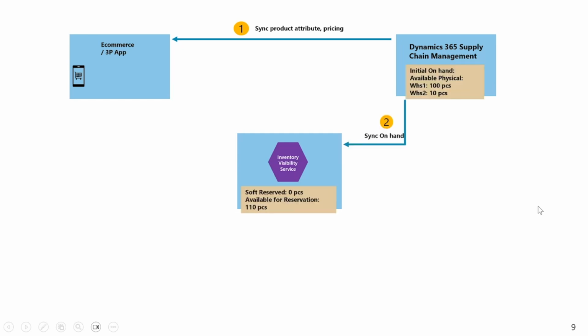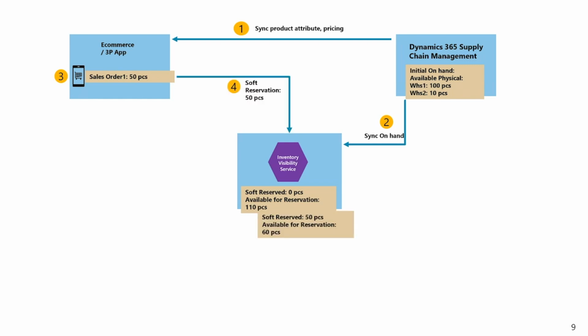Built-in integration between Dynamics 365 SCM and the inventory visibility service will continuously sync the inventory changes from Dynamics 365 SCM to the inventory visibility service. Notice here, there are 100 pieces available for a product in warehouse 1 and 10 pieces available in warehouse 2, which will be synced to the inventory visibility service. Next, an order is received for 50 quantity.